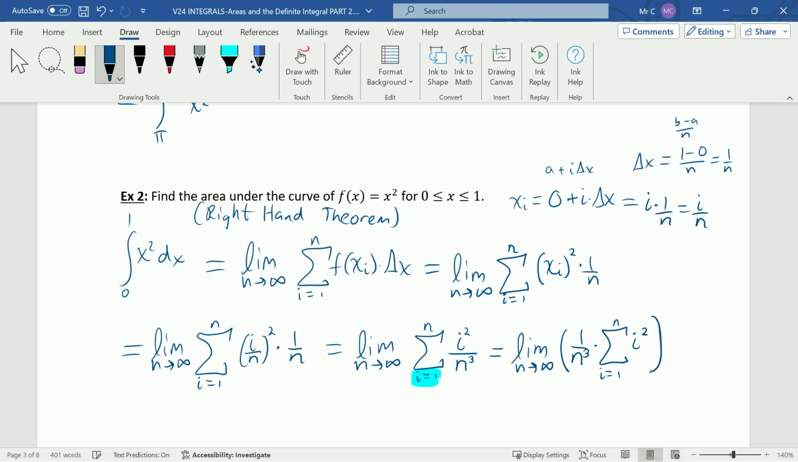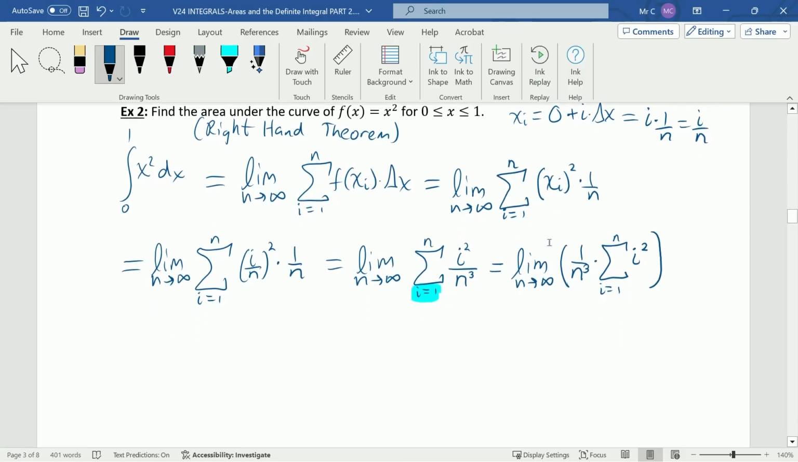So notice this looks just like the problem we did before, where we had a specific n value, n equals 20, except we don't have a specific n value now. We're just working through this in general terms. Okay, so now this becomes the limit as n goes to infinity of 1 over n cubed times the sum from i equals 1 to n of i squared, we saw this before, is n times n plus 1 times 2n plus 1 over 6.